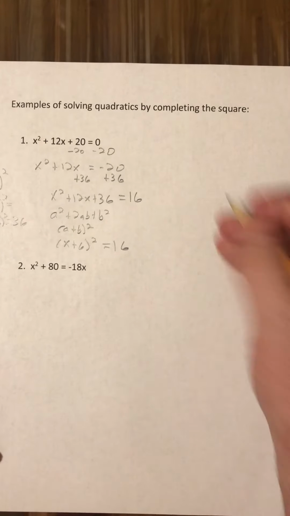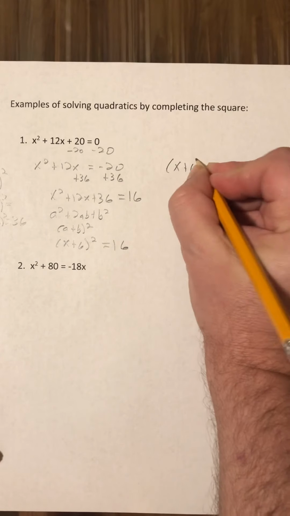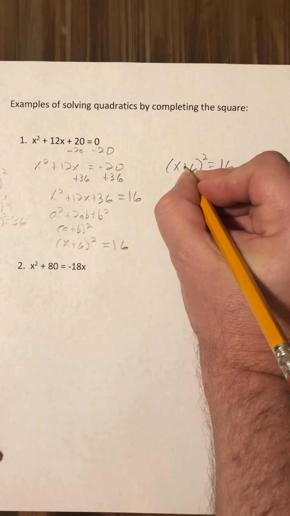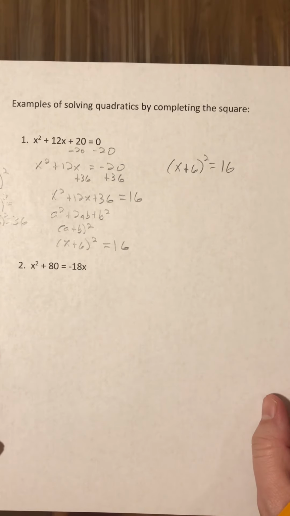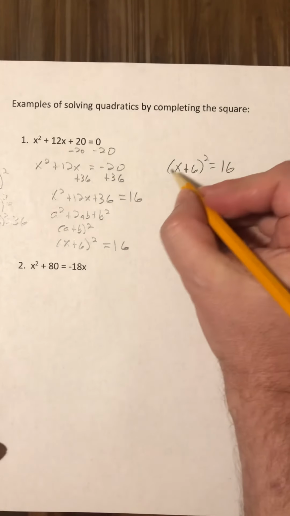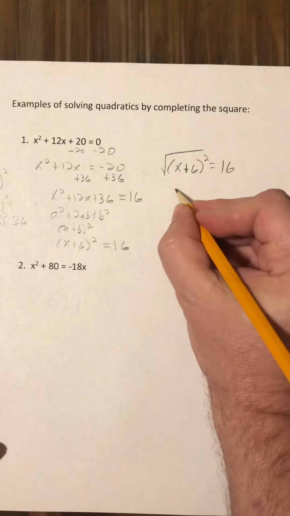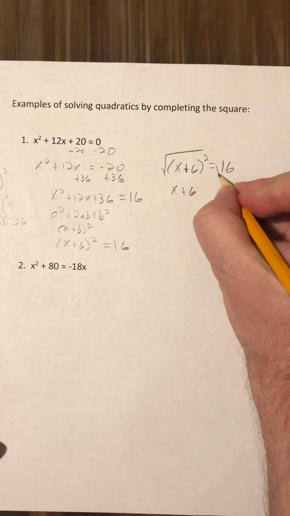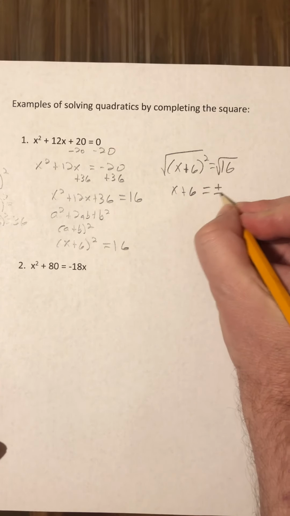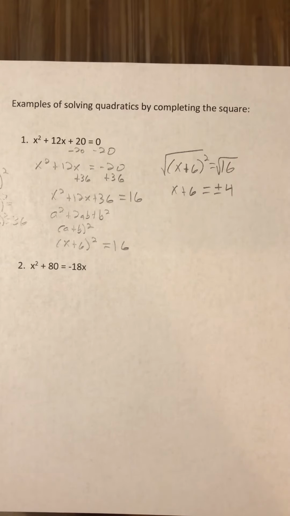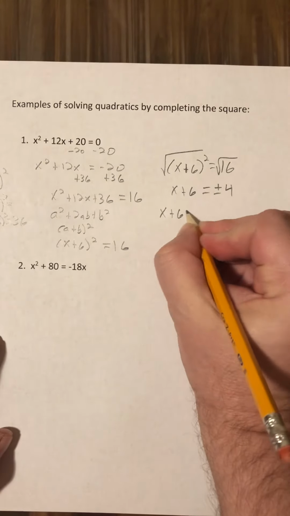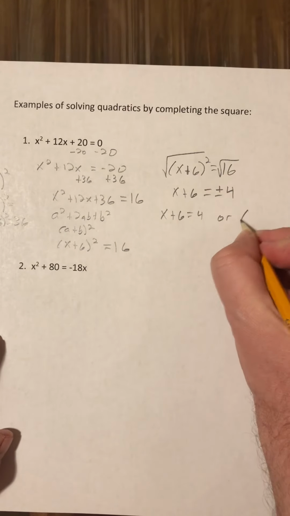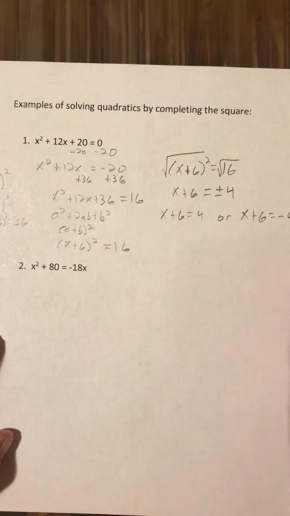Okay, guys? So now that I've got (x plus 6) squared equals 16, now I can solve it by taking square roots of both sides of the equation. So I take the square root of this side, that gives me x plus 6. I take the square root of this side, equals plus or minus 4. Remember, I've got to do that plus or minus. So I've got x plus 6 equals 4, or x plus 6 equals negative 4.